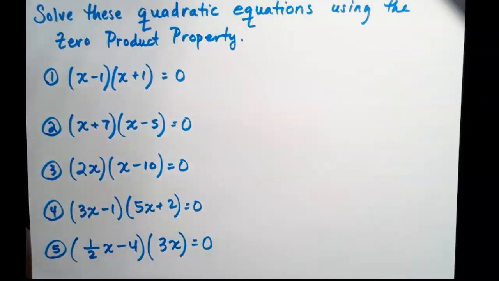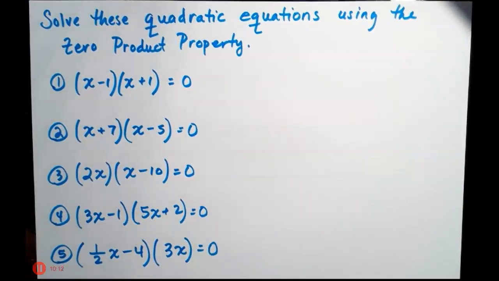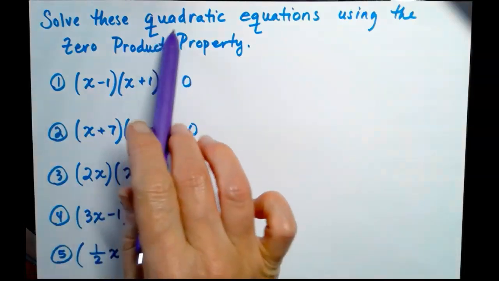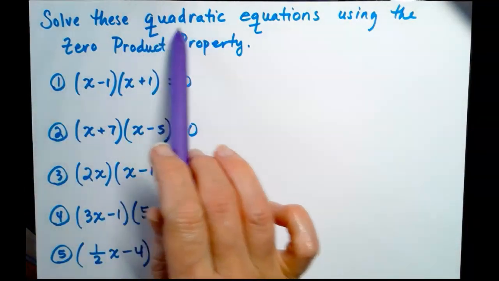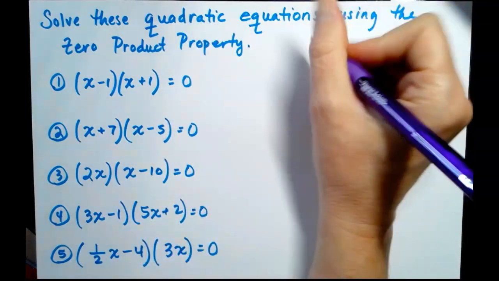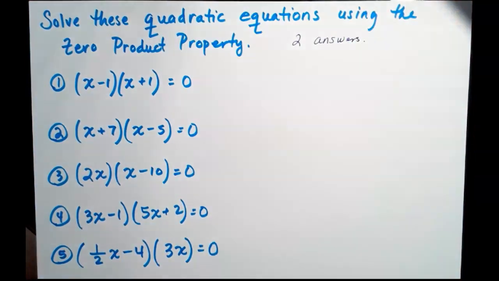So as we conclude, let's work out these 5 quick questions before you get your homework assignment regarding this video. Solve these quadratic equations using the zero product property. When we have quadratic equations, we're going to be looking for just 2 answers. They may be distinct, maybe they won't, but we are going to follow the lead in what we just did in the last problem, and we're going to take each factor and set each factor equal to 0.